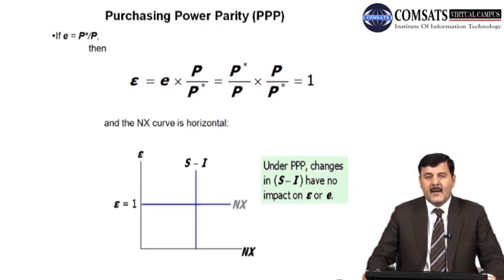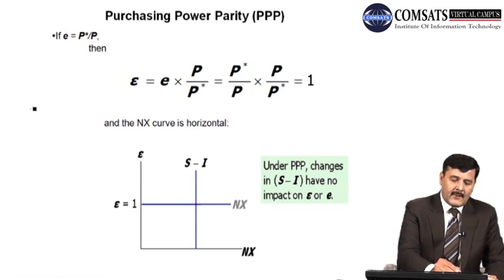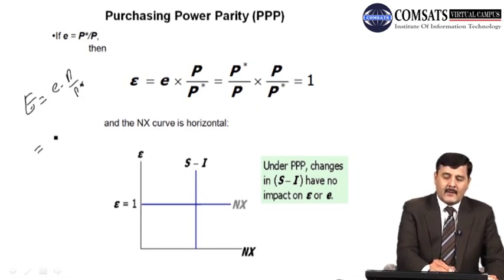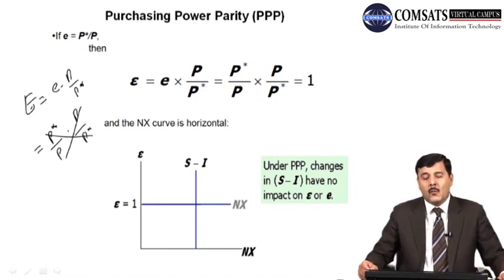So E is equal to the price of the product in the foreign country over the price of the product in the domestic country. And we know that the real exchange rate is equal to E times P over P star. Now just substitute the value of E, the nominal exchange rate, which is P star over P, into P over P star. If you cross multiply and cancel, the real exchange rate will be equal to 1, right?